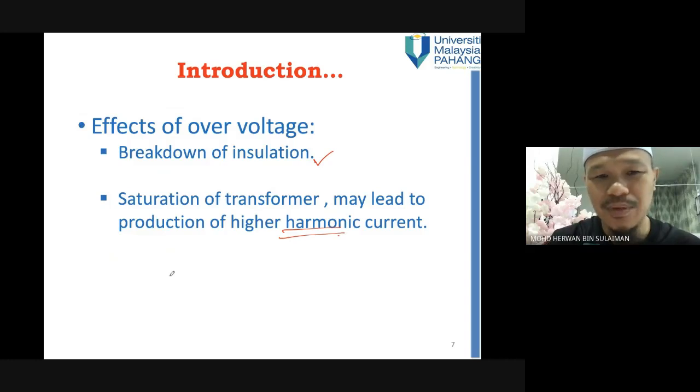Okay, so this is the effects of the over voltage. Number one is breakdown of insulation, and number two, saturation of transformer may lead to production of high harmonic current. So harmonics ni ialah yang kita cuba elak lah, but it cannot be avoided.